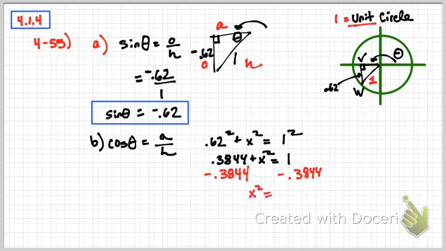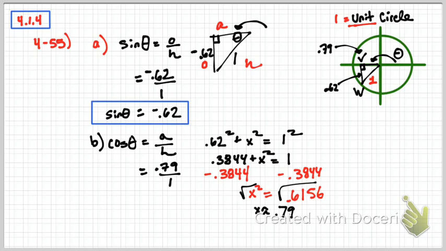So I got x squared equals 0.6156. Take the square root of both. And we get 0.784. Well, so we can say 0.79. Alright. So I know that my adjacent leg is 0.79, so I can label this 0.79. So if we're finding my adjacent over hypotenuse, it's 0.79 over 1. So cosine of theta equals 0.79. Box this.